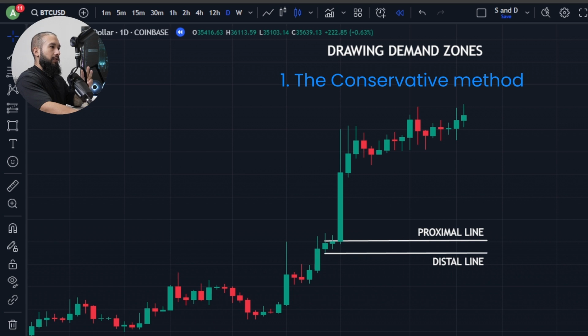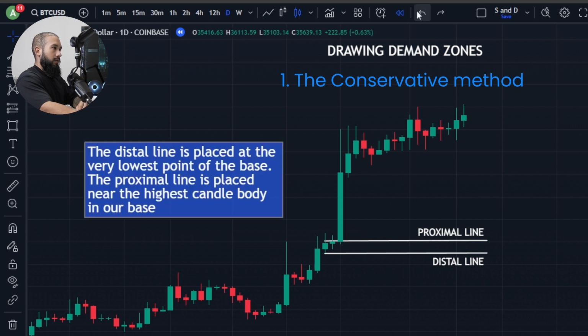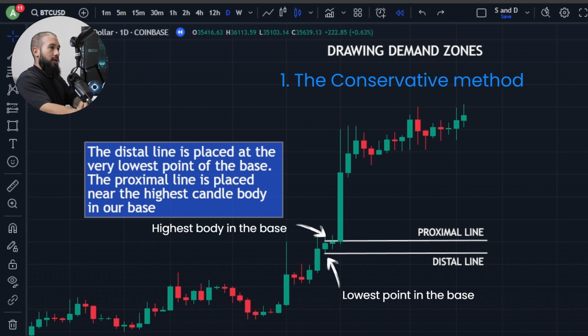Now we're going to go over the 3 methods for drawing demand zones. For the conservative method, the distal line is placed at the very lowest point of the base, which is this wick here because it's the lowest point, and the proximal line is placed near the highest candle body in our base, which between these two 50% candlesticks is going to be right here. And if we drew out this demand zone, it would look like this.